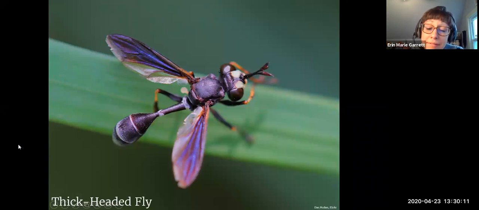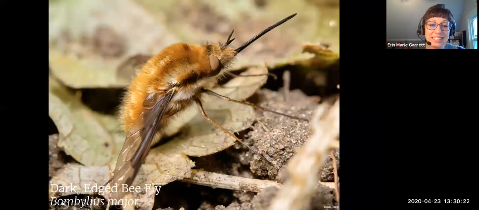We have a thick-headed fly. To me, at first glance, he looks like a wasp. He doesn't look like a fly. I have to look real close to tell that he's not a wasp. We've got this bee fly, one that looks very much like a long-tongued bee with that very exaggerated tongue, and all the hairs on his body. He is a very good mimic of a bumblebee, but he is indeed a fly.